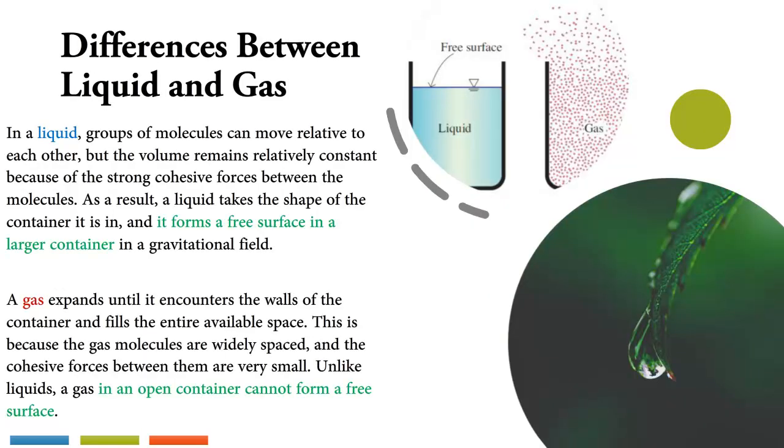Another difference between liquid and gas is that in a liquid, groups of molecules can move relative to each other, but the volume remains relatively constant because of the strong cohesive forces between the molecules. As a result, a liquid takes the shape of the container it is in, and it forms a free surface in a larger container in a gravitational field. A gas expands until it encounters the walls of the container and fills the entire available space. This is because the gas molecules are widely spaced, and the cohesive forces between them are very small. Unlike liquids, a gas in an open container cannot form a free surface.